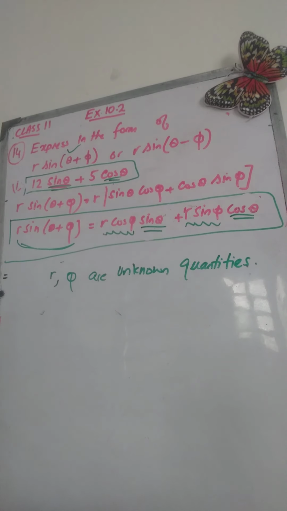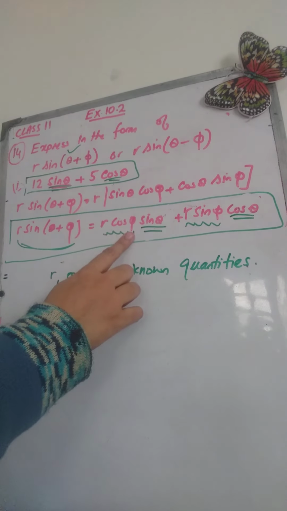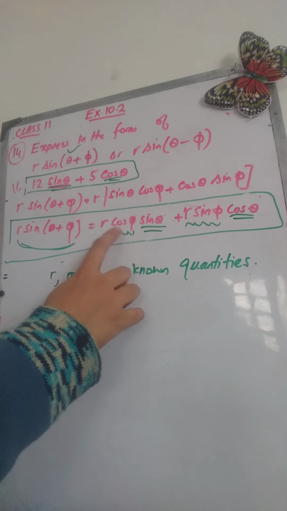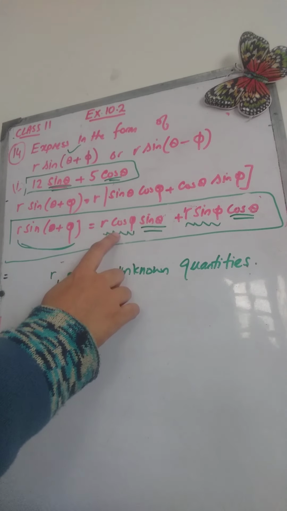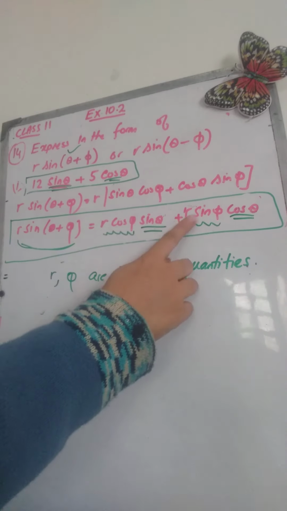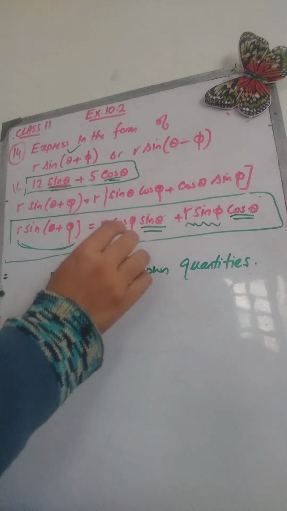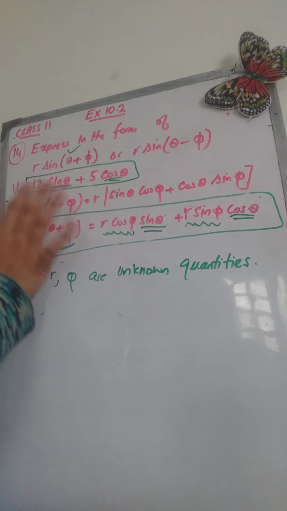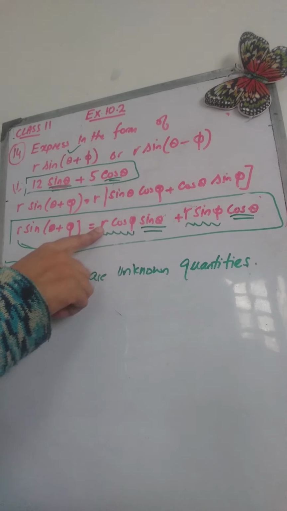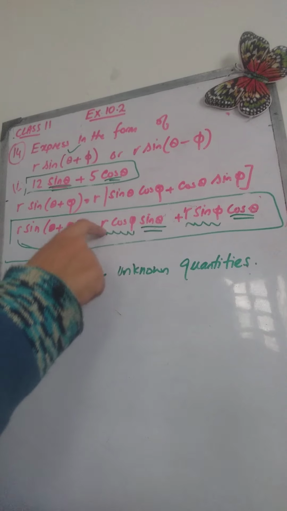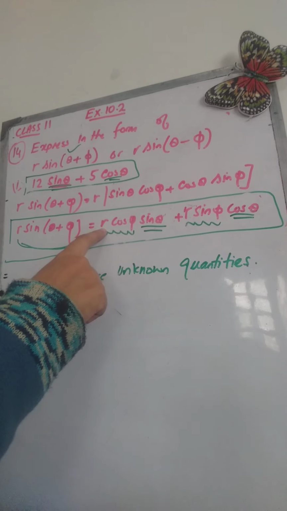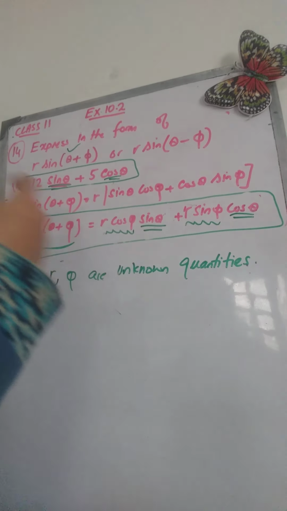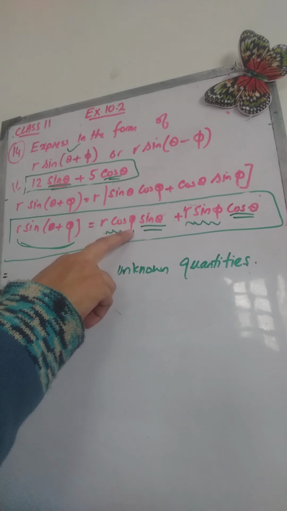quantities. Okay, so we have to find r and phi in such a way that r cos phi becomes equal to 12 and r sine phi becomes equal to 5. Then we can easily express this in this form. If we somehow find r, which is always a positive quantity, as is obvious from the definition of sine and cosine, and phi is some angle.